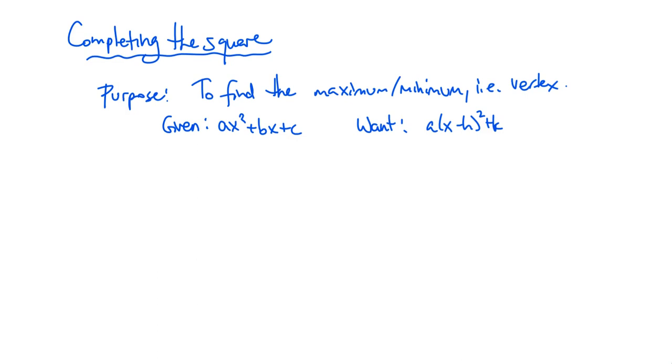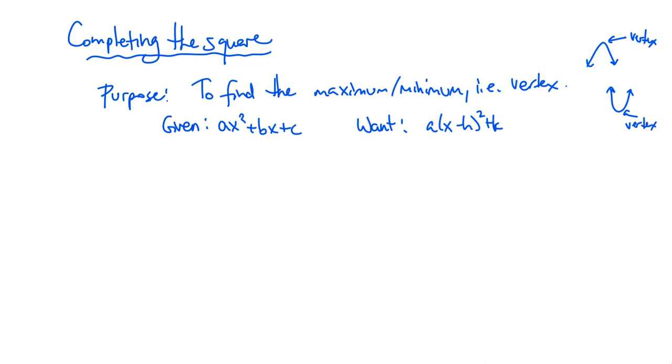In this video, we're going to be completing the square. Completing the square is an algebraic method that I'm going to show you, and its purpose is to find the maximum or minimum of a quadratic. We know that a quadratic is a parabola, so a maximum happens when the parabola opens downwards, the minimum happens when the parabola opens upwards, and the maximum value is found at the vertex, and the minimum value is also found at the vertex.